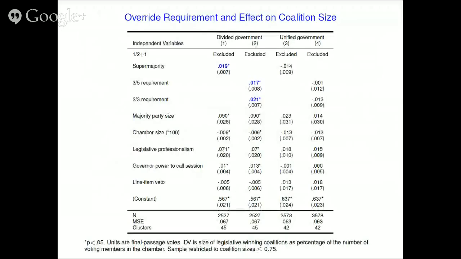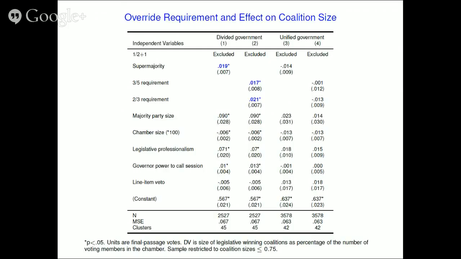Here are the regression results. I want to talk briefly about what's going on here. The unit of analysis is votes across these different chambers. We have dummy variables for, in the first model, whether it was a supermajority. The 1/2 + 1 is the excluded category. In the second model, under the divided government heading, you see I have individual dummy variables for the 3/5 and 2/3 override requirement. The dependent variable is the size of the legislative coalition. It's a percentage, so we can interpret these directly.